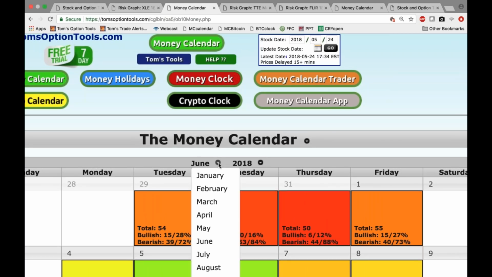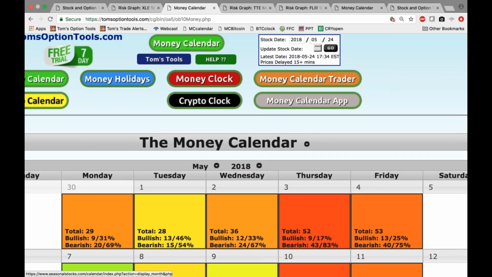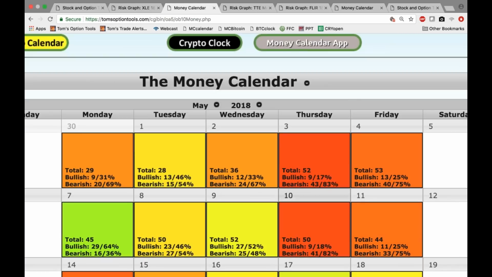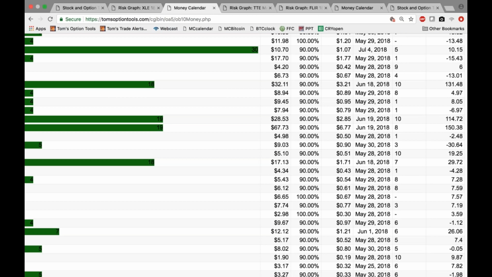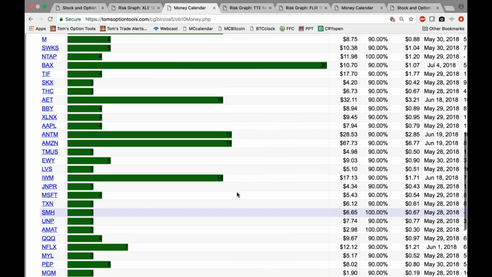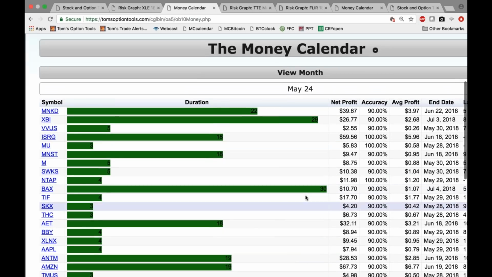Let's go back to May. And let's look and see what we got happening today. So again, here's today, May 24th. I'm clicking on today, and I see a lot of green on the screen. Now, what I like to do is these symbols pop up, and then I can rank them by net profit. I can rank them by accuracy. There's a couple things like Micron Technology. My son trades Micron Technology. And one of the things he likes is he likes that 100% money calendar pattern.